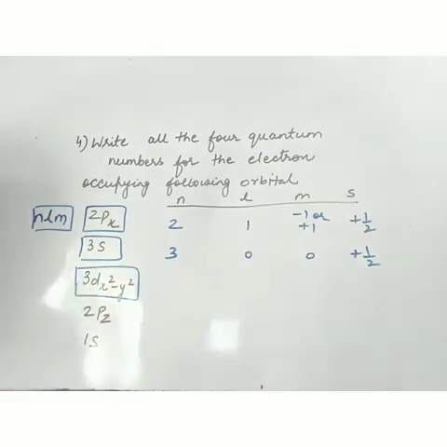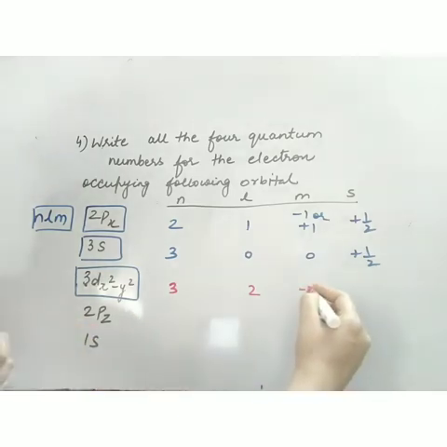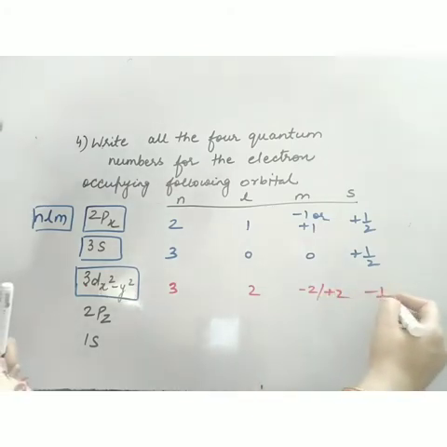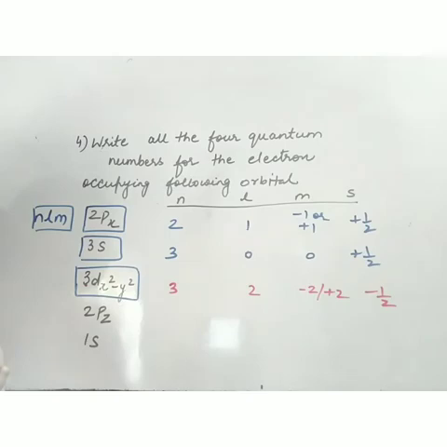Now the third orbital, that is 3d x square minus y square. The first number is 3, that is the shell, so it will be 3. Now the next is d, and for d, L is always 2. Now it is x square minus y square. And if you remember, in the previous video we learned that for x square minus y square the value can be minus 2 or plus 2. And spin quantum number can be plus half or minus half.